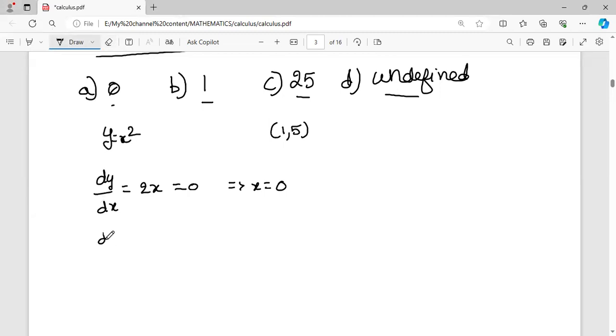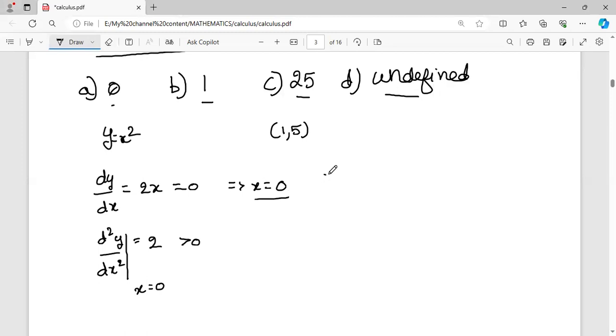Here, taking the differentiation, d square y by dx square equal to 2x. 2x means its differentiation is 2. So it is greater than 0. This is at x equal to 0. So here we get x equal to 0.